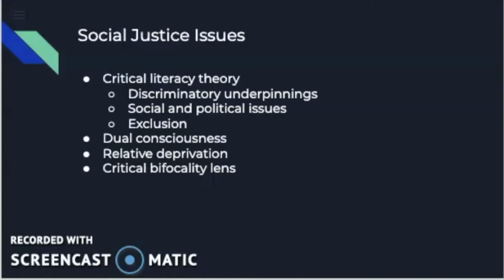The question I seek to answer is whether the lack of representation of children with disabilities in educational resources actually creates or perpetuates injustice or inequality, or whether, in the alternative, this phenomenon has any impact or consequence on the perspectives of children with disabilities, their loved ones, and society. I aim to learn more about the dual consciousness and relative deprivation of students with learning disabilities with a critical bifocality lens.